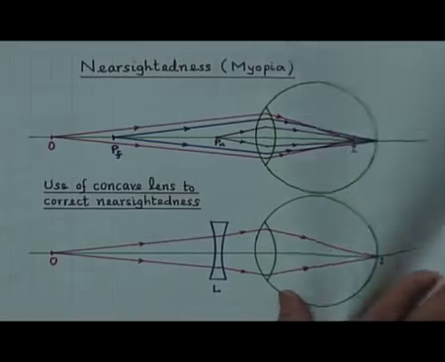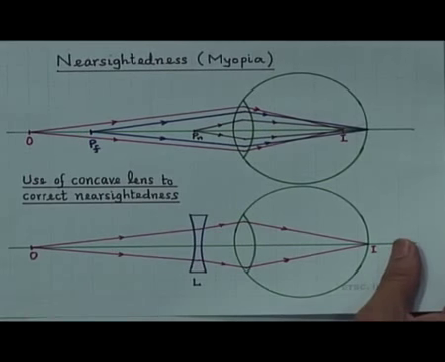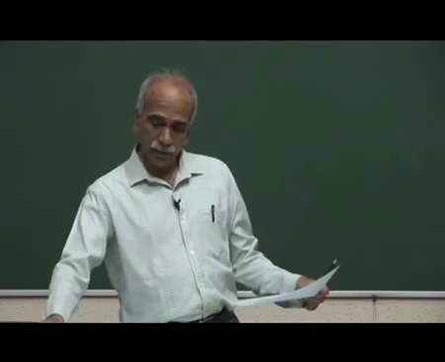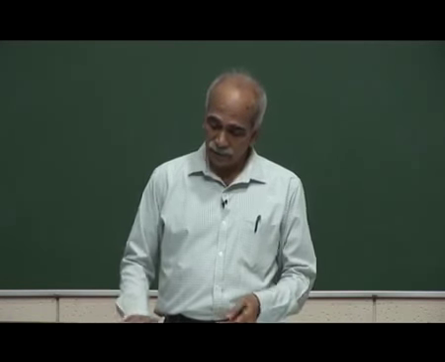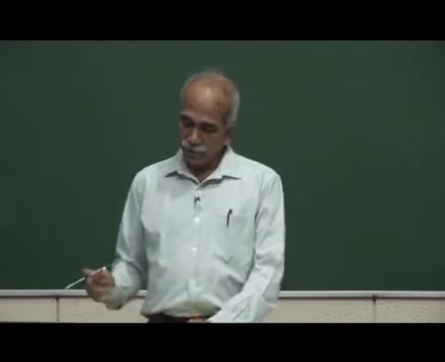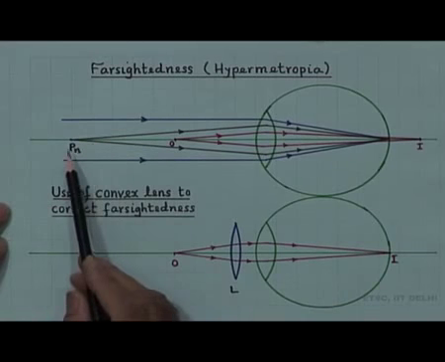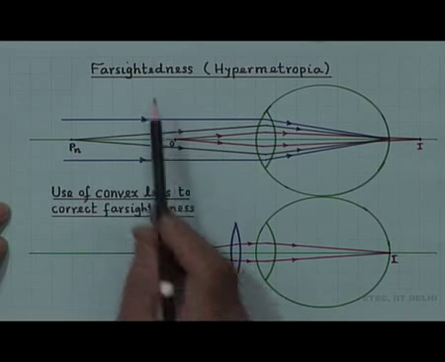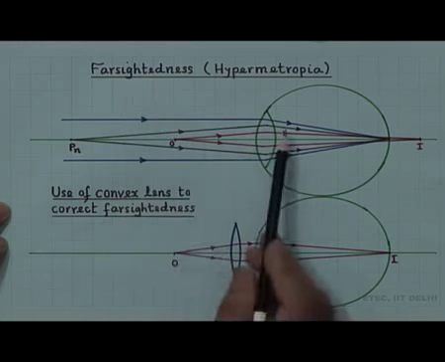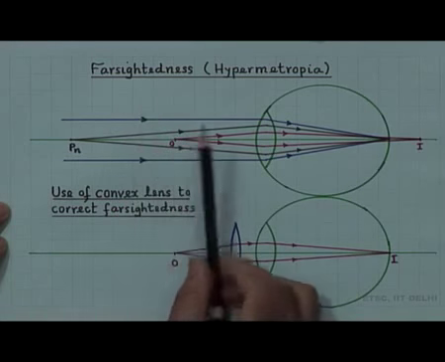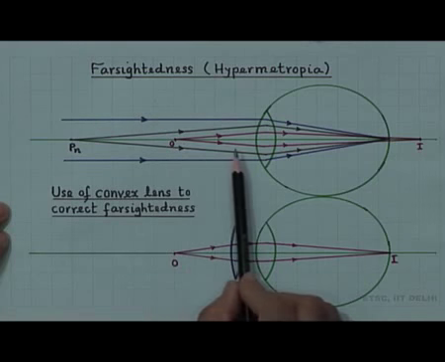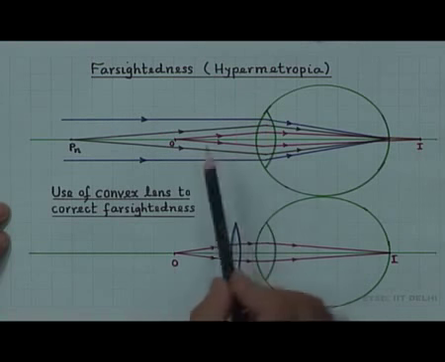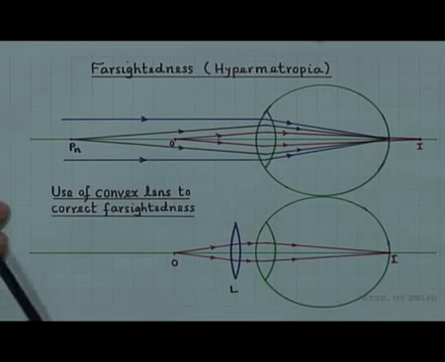Now, the other important defect is farsightedness. It is illustrated here, and I have taken several points. Far-sighted means the person can see things far off very clearly, but those which are nearby he or she will have difficulty in seeing clearly.